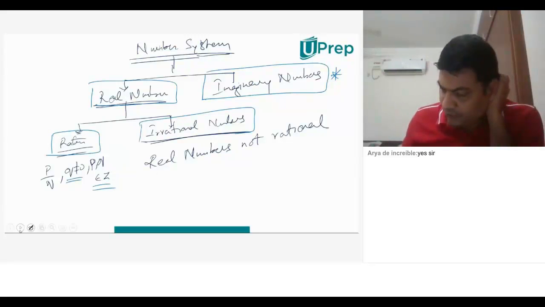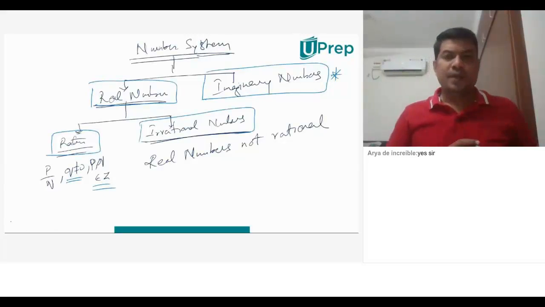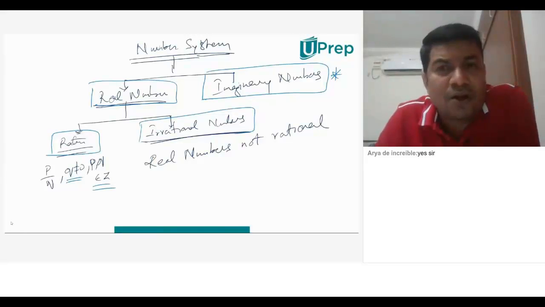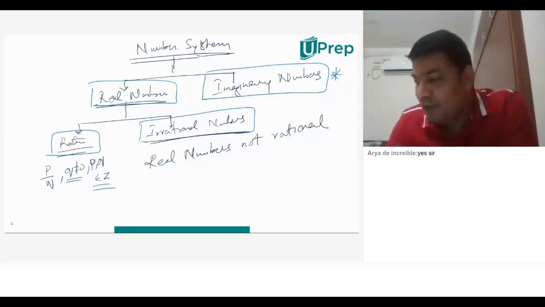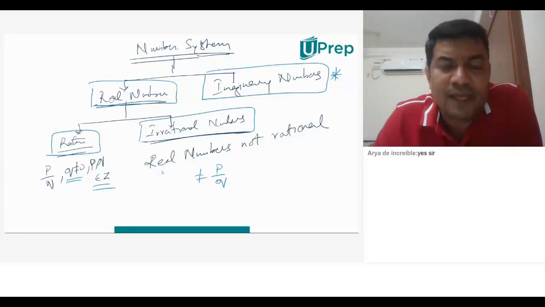Okay, so did we do anything further? Not really. So in other terms, irrational numbers are the real numbers that are not rational. What do you mean by real numbers that are not rational? It means a number that cannot be put in the form of P by Q. If you cannot put them in the form of P by Q, then such numbers are known as irrational numbers. Okay, so that's what we learned in the last class. So let's continue from there.